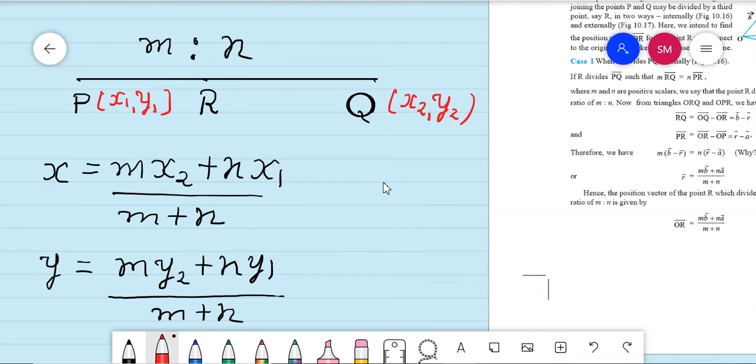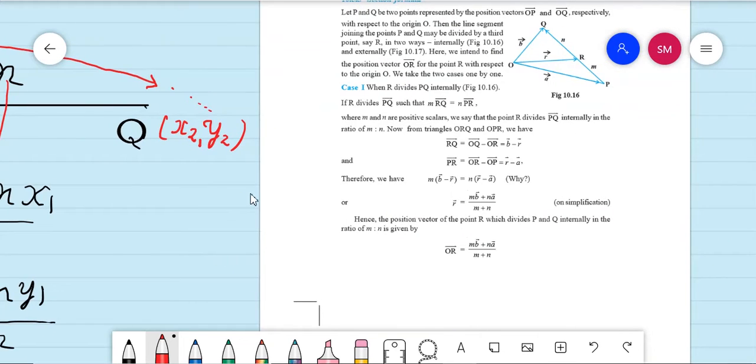Then the section formula according to 10th standard is (mx2 + nx1) upon (m + n). This is the x coordinate of R, and similarly the y coordinate is (my2 + ny1) upon (m + n). This is the section formula that you learned in 10th standard. And here we will discuss a similar thing.